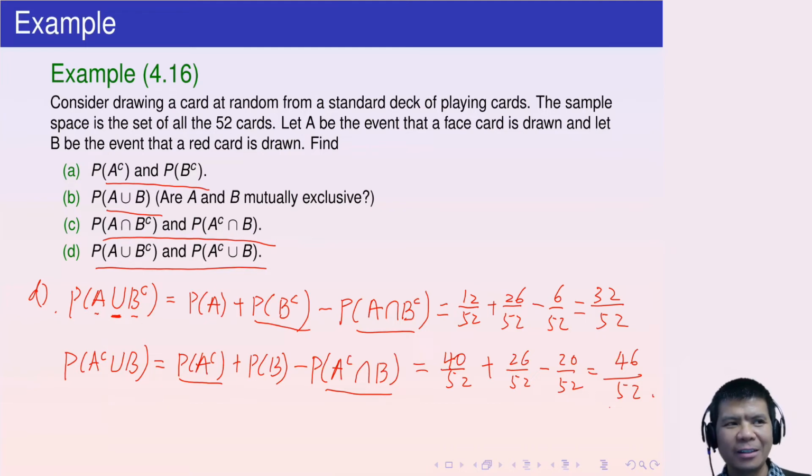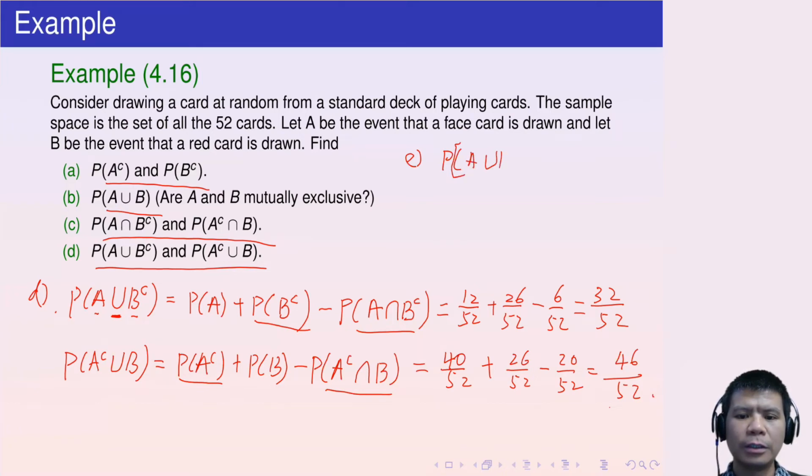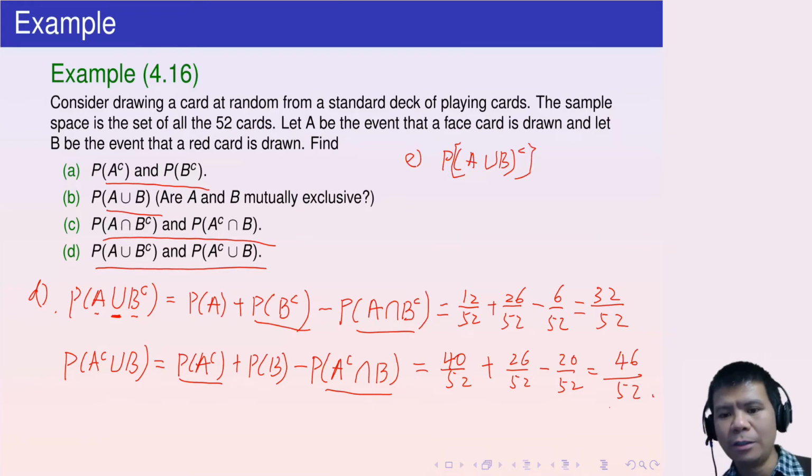Now, let's solve another one. I'm going to ask you this one: what about the probability of the complement of the union? The complement of this union A and B. Okay, so we're going to use the complement rule first, right? So it's 1 minus the probability of the union.